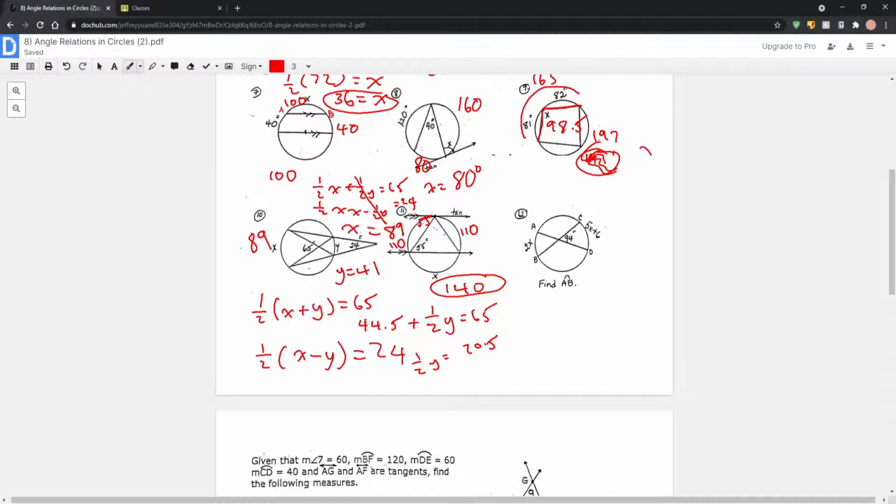Move on to 12. So we're looking for AB, this angle here. So we're going to have to solve for x. In order to do that, we're using the intersecting chord measurement theorem, which is going to be half of 2x plus 5x plus 6 is equal to 94.